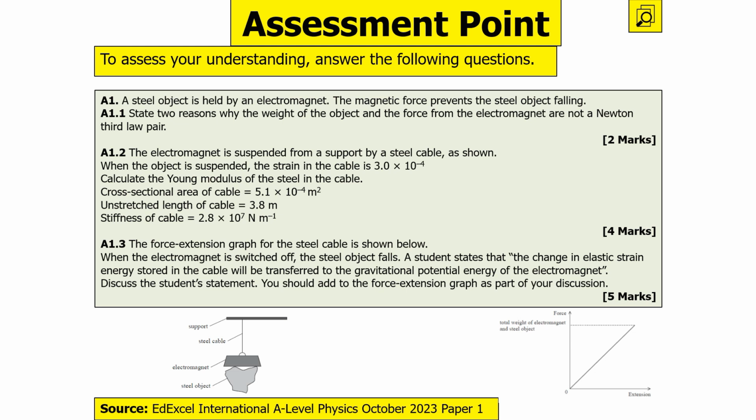When the electromagnet is switched off, the steel cable falls. A student states that the change in the elastic strain energy stored in the cable will be transferred to the gravitational potential energy of the electromagnet. Discuss the student's statement, and you can add to the force extension graph as part of your discussion. So pause the video now, then unpause the video when you want to go through your answer.